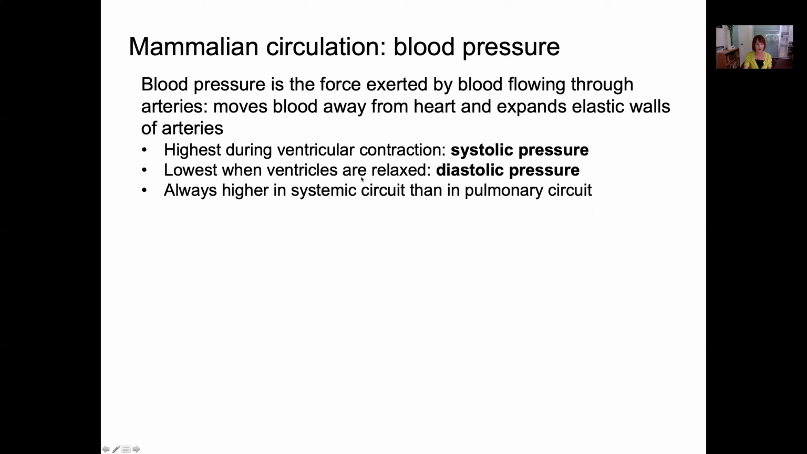And it's always, as I showed you before, higher in the systemic circuit than in the pulmonary circuit. We're not worrying about systolic pressure due to atrial contraction here, because it's really minimal compared to the pressure from ventricular contraction. When you get your blood pressure measured, you're told a larger number over a smaller number, and this is the systolic pressure over the diastolic pressure.